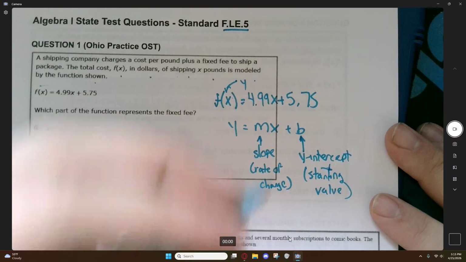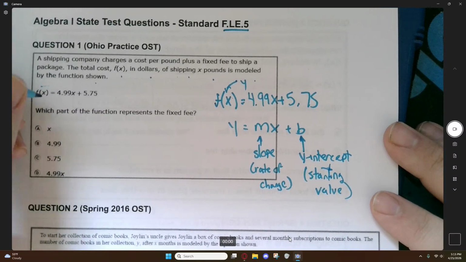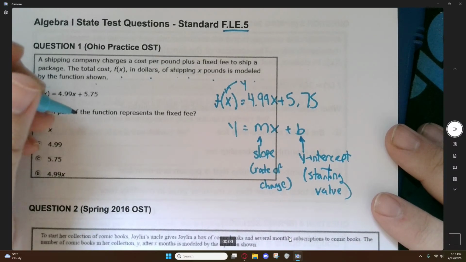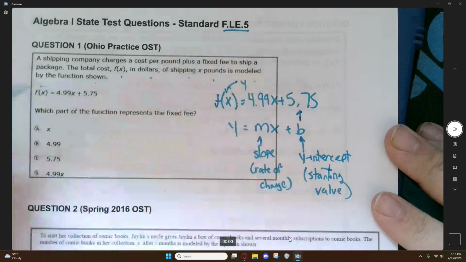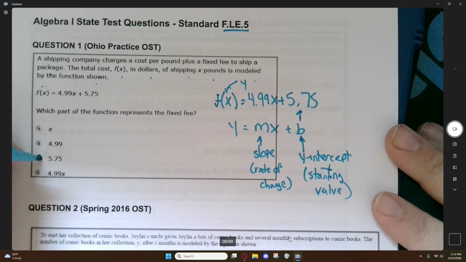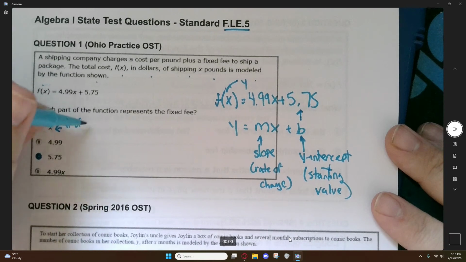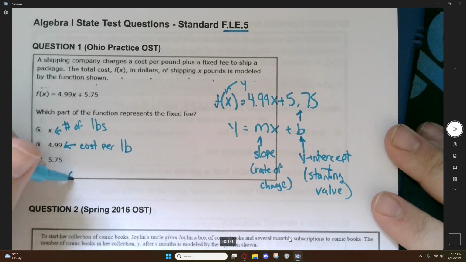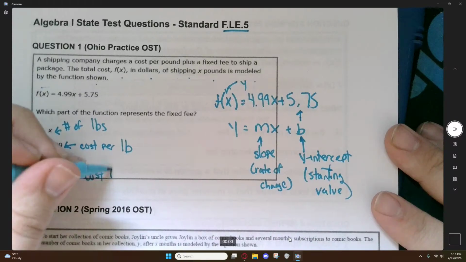So, we're looking at which represents the fixed fee. The fixed fee is what you need before you can even start worrying about how many pounds you're shipping. If you're getting a box, it's like the cost of the box, right? So which of these is our starting value? Which of these is the fixed fee? It's $5.75. X represents the number of pounds you're sending. $4.99 represents your cost per pound. And 4.99x represents your cost for the weight.